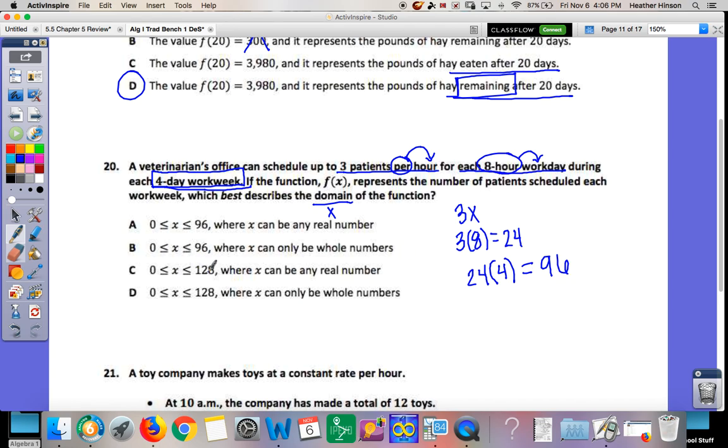Okay, so we know it can't be C or D because it's 96. And can it be any real number or can it be whole numbers? Well, you can't have half people or anything like that. So real number or irrational or anything like that, it all has to be positive. No decimals, no fractions, any of that. So real numbers is out because real numbers includes everything. But whole numbers are only going to be 0, 1, 2, 3, etc. So it's going to be B.